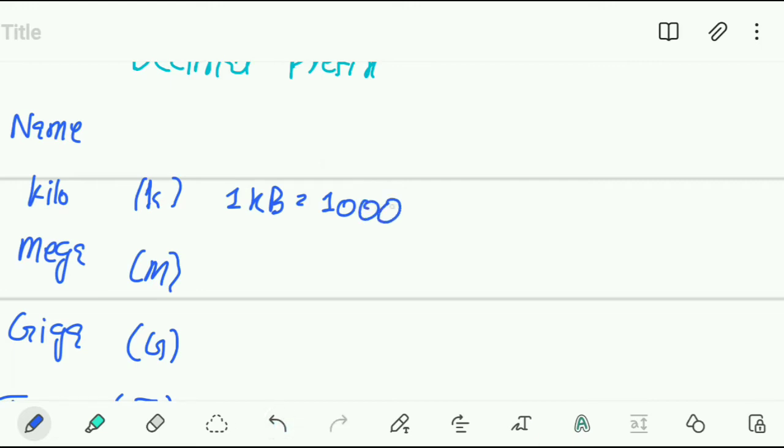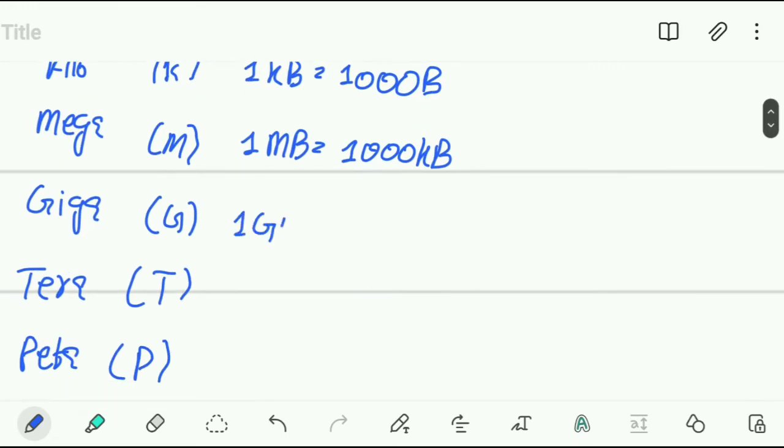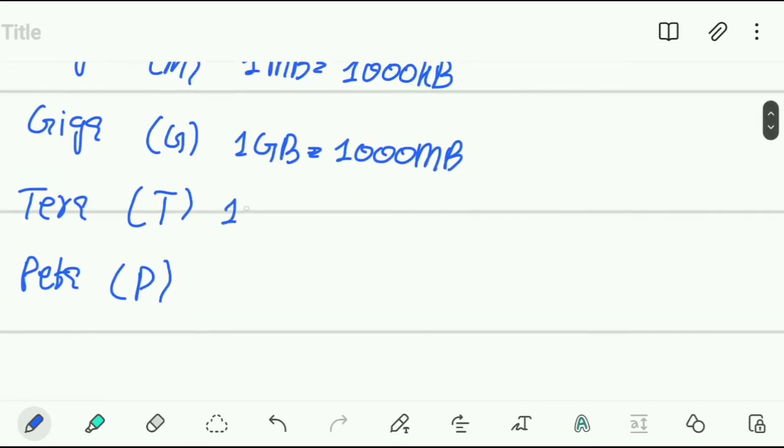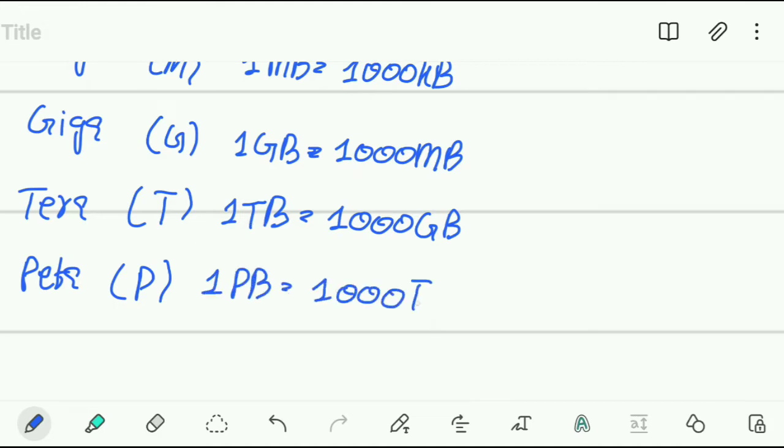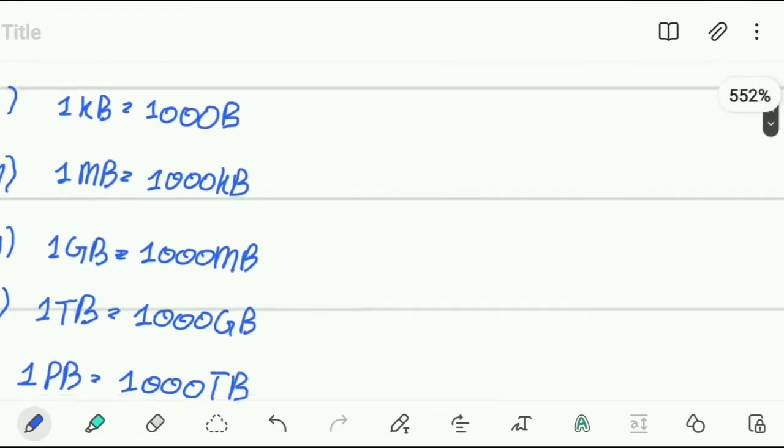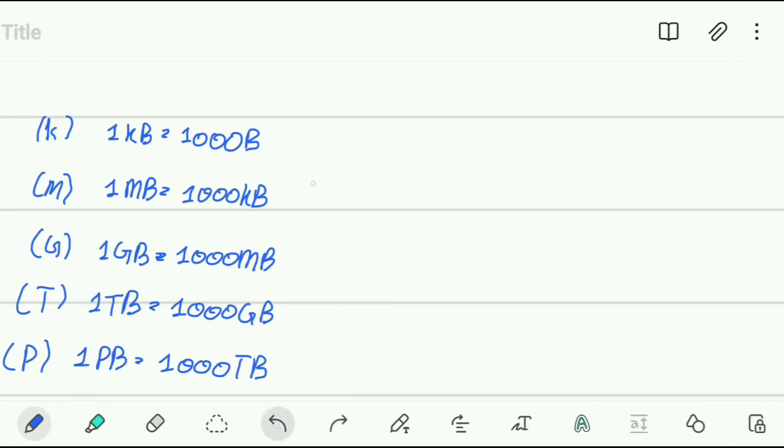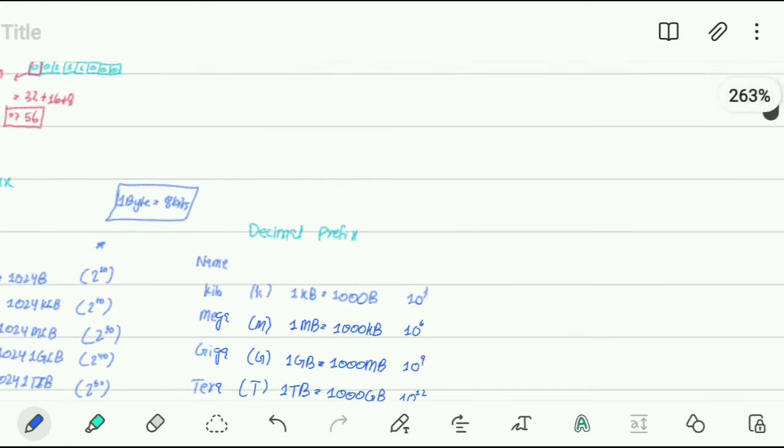Okay, so 1 kilobyte is equal to 1024 bytes. Not 1024, actually 1000 bytes. 1 megabyte is equal to 1000 kilobytes. 1 gigabyte is equal to 1000 megabytes. 1 terabyte is equal to 1000 gigabytes, and 1 petabyte is equal to 1000 terabytes. And if I want to write down the indices of this, it's going to be 10 to the power 3, 10 to the power 6, 10 to the power 9, 10 to the power 12, and 10 to the power 15.